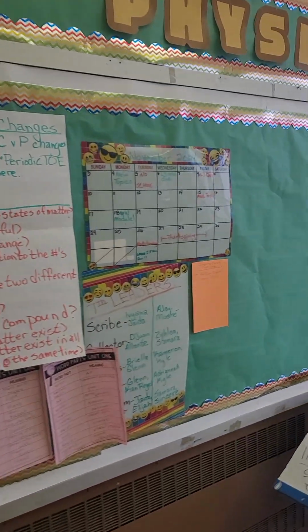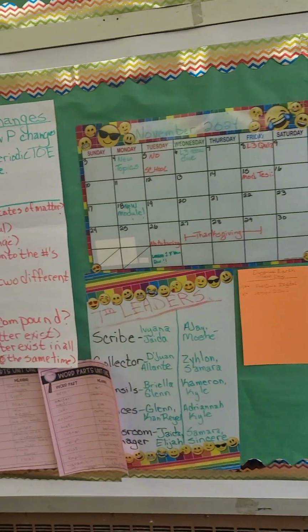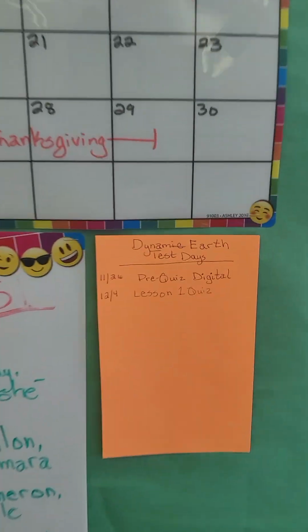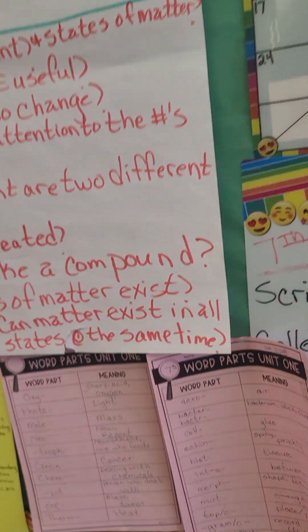7th and 8th grade, though, are in the middle of a transition. So we're leaving one unit, starting another. And that's where our dates are here.